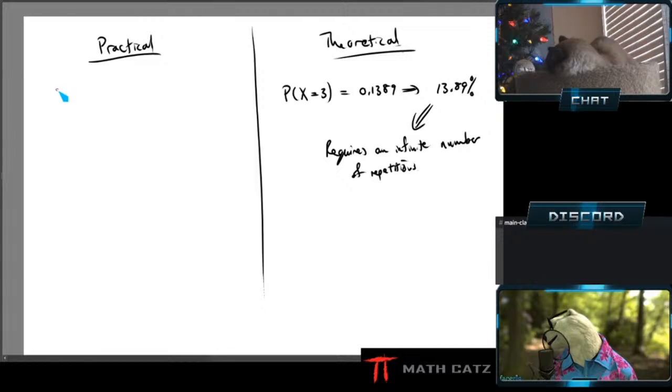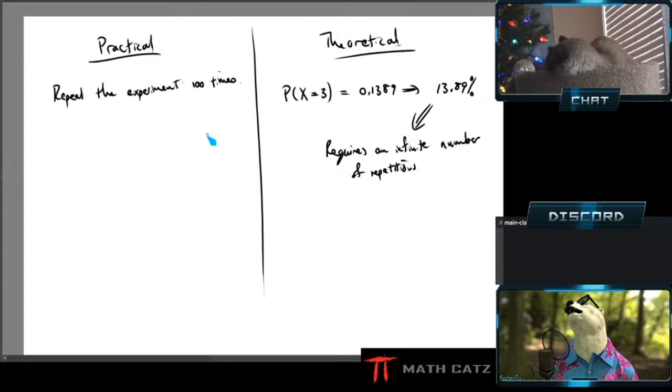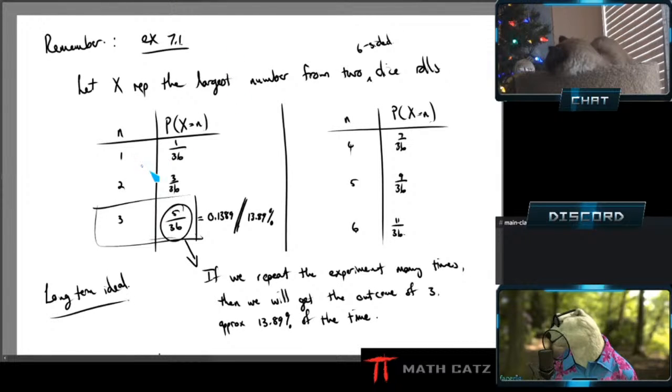Practically, let's suppose we roll the dice or repeat the experiment, let's say 100 times. Yes, I know I don't want to do it too few times. I want to do it a good number of times, but I can't sit here all day. So let's go with 100. That's a lot. I'll roll 2 dice 100 times, write down the answer every time. Sometimes I'm going to get 1. Sometimes I'm going to get a 6. Sometimes I'm going to get a 3.